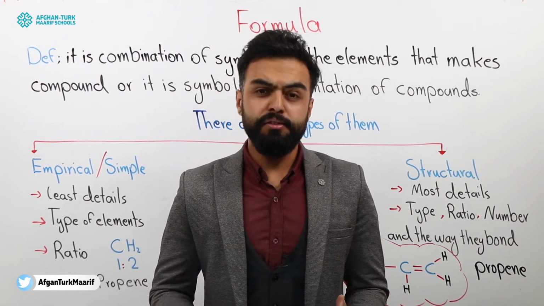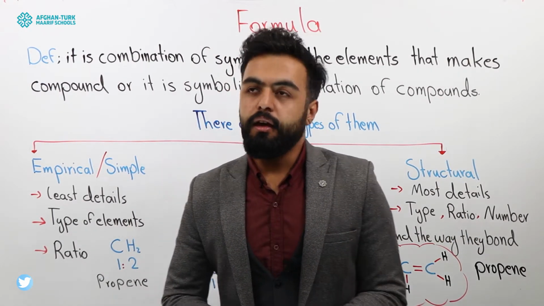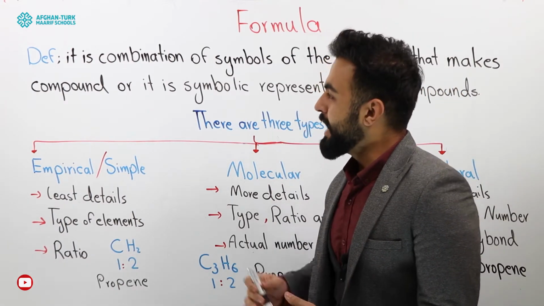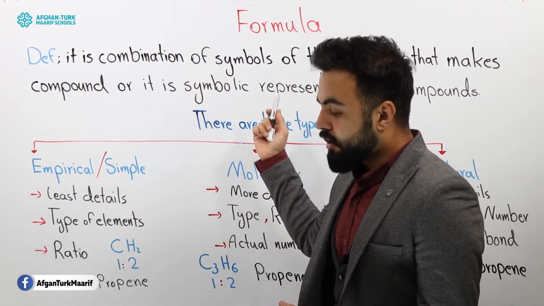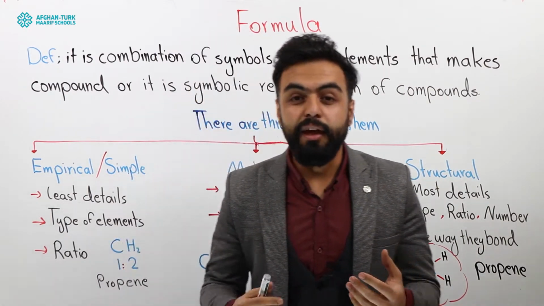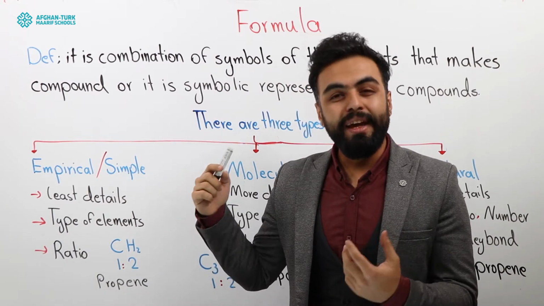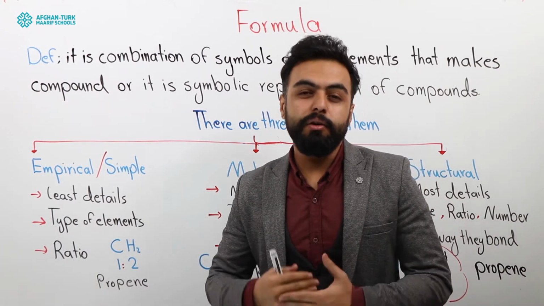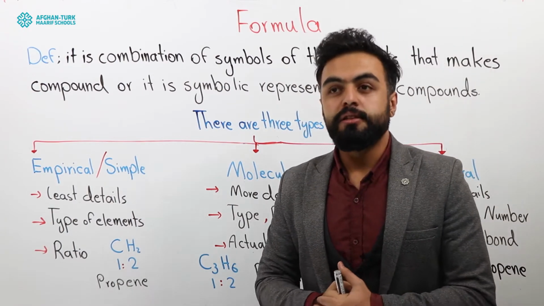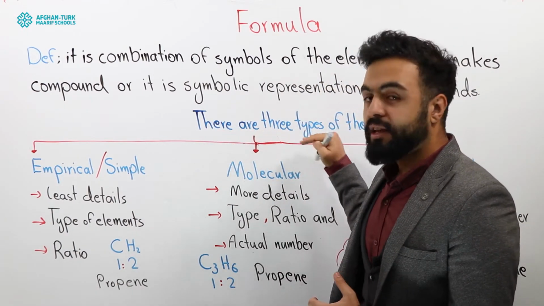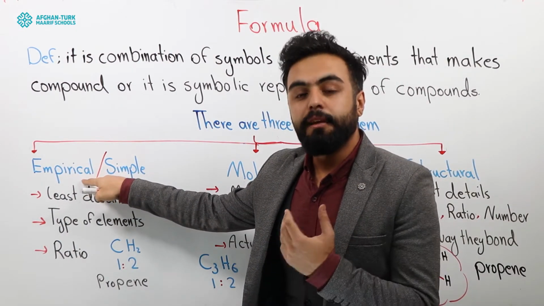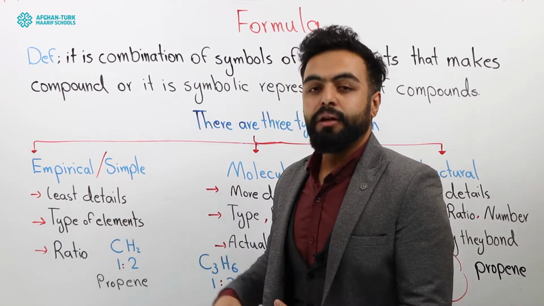And our second topic for today is formula. So what is the definition of formula? It is a combination of symbols that makes the compound, or it is the symbolic representation of compounds. So they are divided into three different types. The first one is called empirical or simple formula.